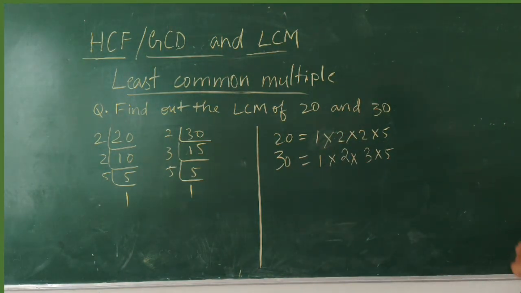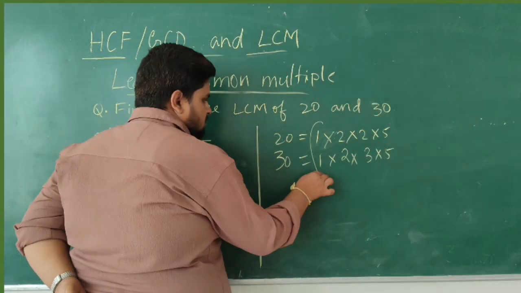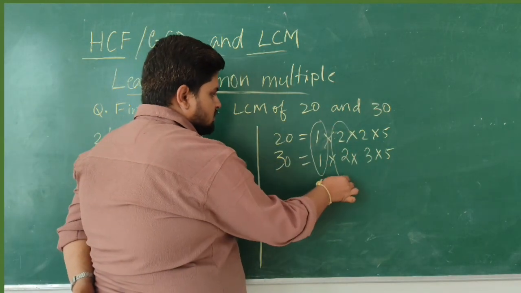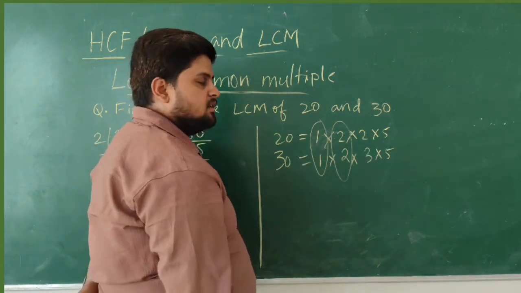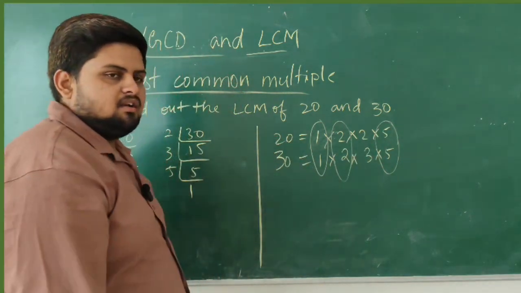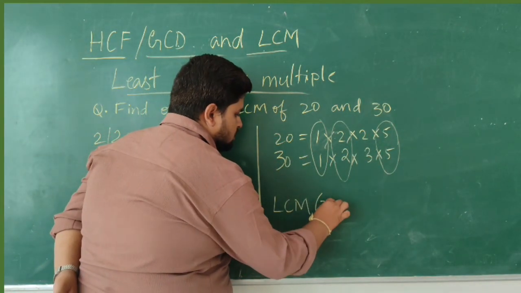Now let us find the common factors among them. Here 1 is a common factor, it is there in both the numbers. 2 is a factor of both the numbers, so we call it also a common factor. 5 is a factor of both the numbers, so we also call it a common factor. Now you have to find the LCM of these two numbers.